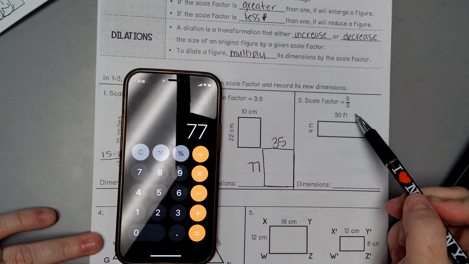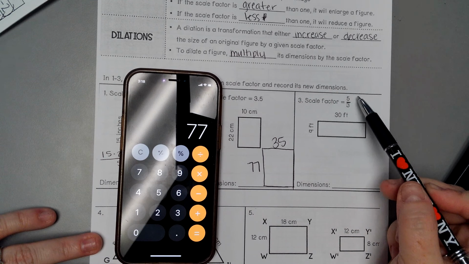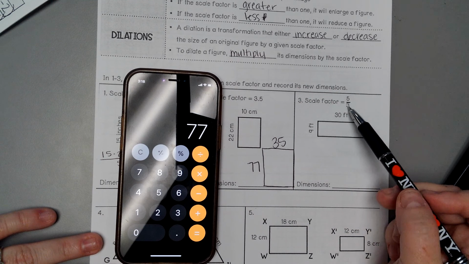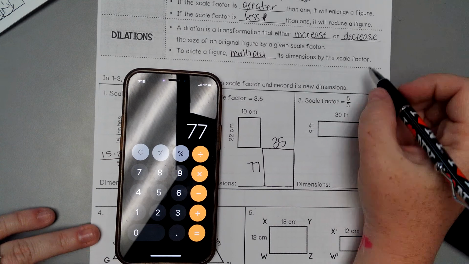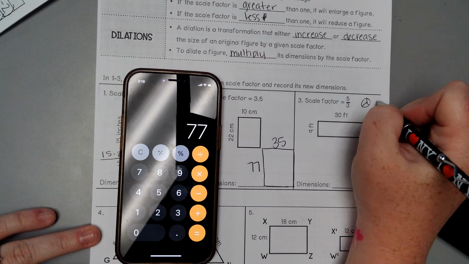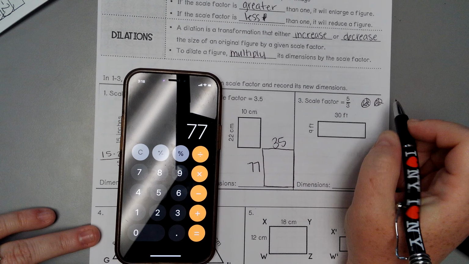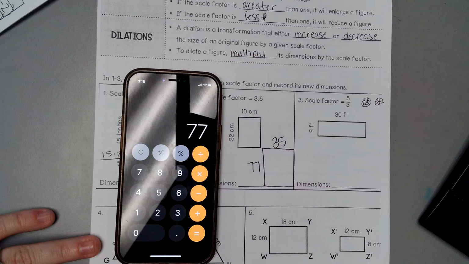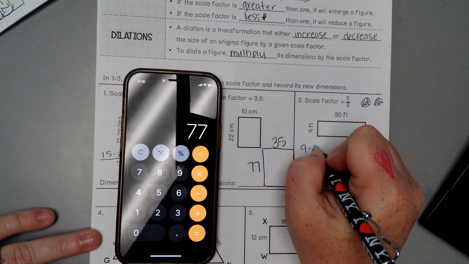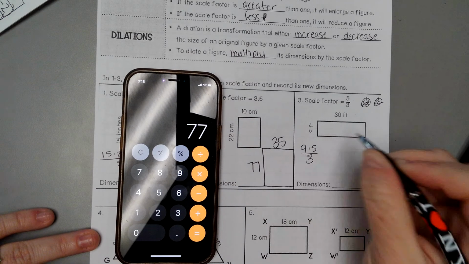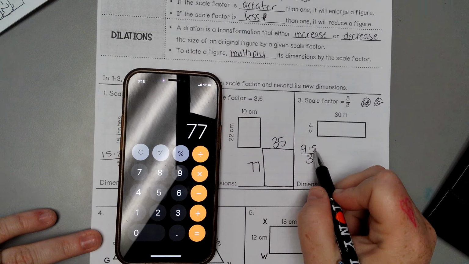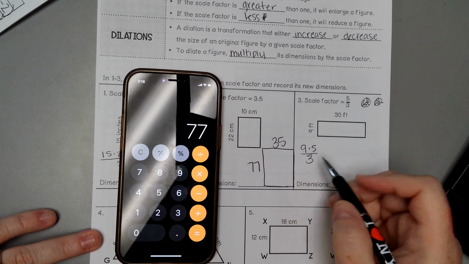Scale factor is 5/3. That means it's greater than 1 because I have 5/3. That means I have a whole and then part of 1. I have all of this one and then part of 1. So I'm going to have 9 times 5 all divided by 3. Well, 9 times 5 is 45. 45 divided by 3 is 15.